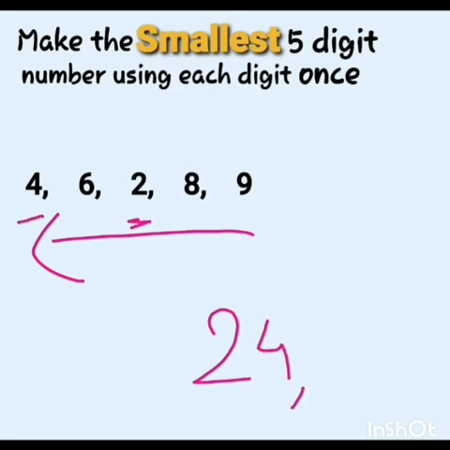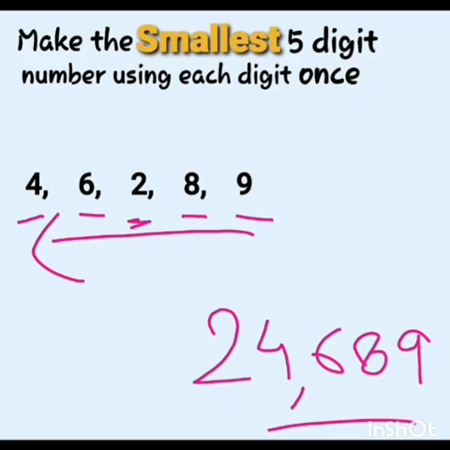The next digit is 6. So, I write 6. The next digit is 8. So, I write 8. The next digit is 9. So, I write 9 here. So, we arrange the digits in ascending order, that is 24,689, and this is the smallest 5-digit number that I can make using these digits.